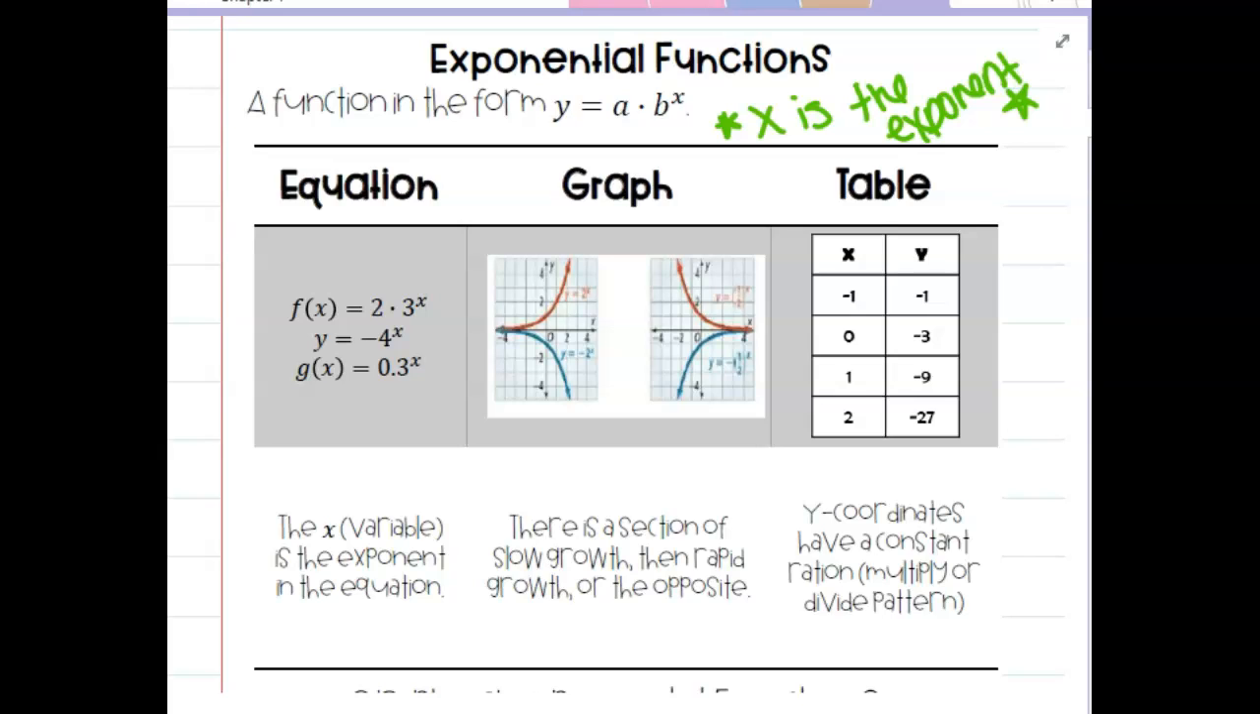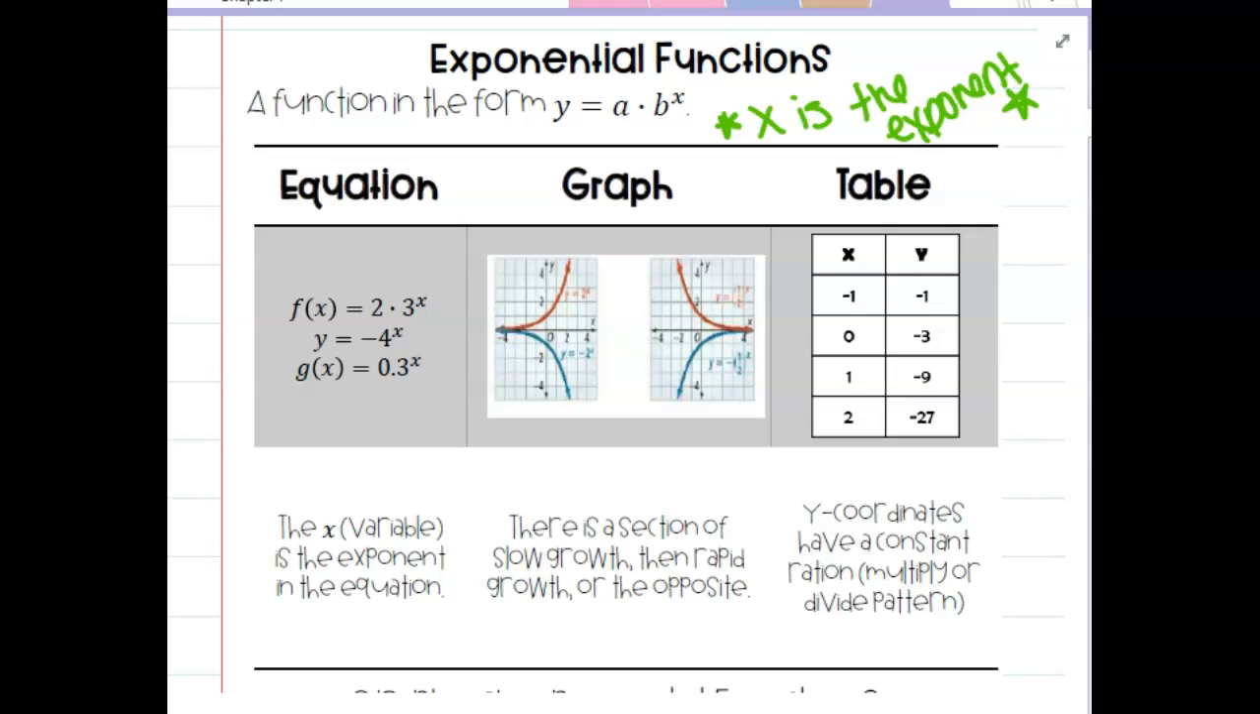Now, they can look a little different. So we could have something that says f of x. If you remember, that's function notation from chapter 4. We just talked about it briefly. But it could look like 2 times 3 to the x power. It could say y equals negative 4 to the x power, or g of x equals 0.3 to the x power. Notice on all of these, the equations look different, but they all have the x as the exponent.